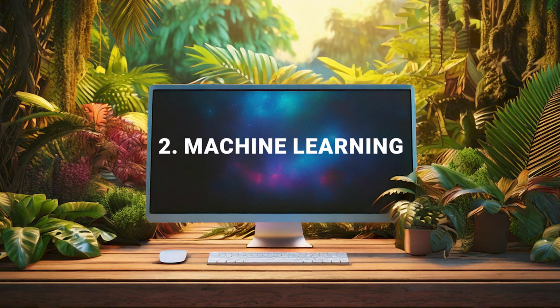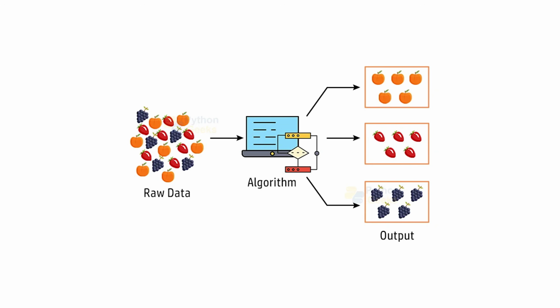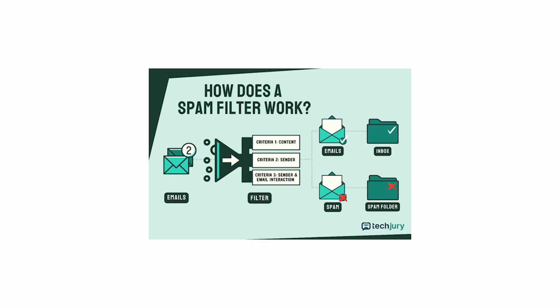Machine learning is a branch of artificial intelligence that enables computers to learn from data and improve their performance on tasks over time without being explicitly programmed for each task. In machine learning, algorithms identify patterns and relationships within data, making predictions or decisions based on new, unseen information. For example, a spam filter in an email system uses machine learning to identify and block spam emails.